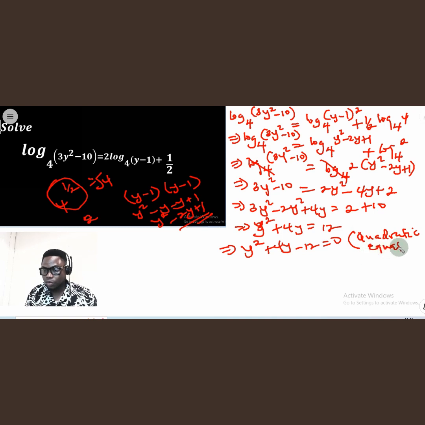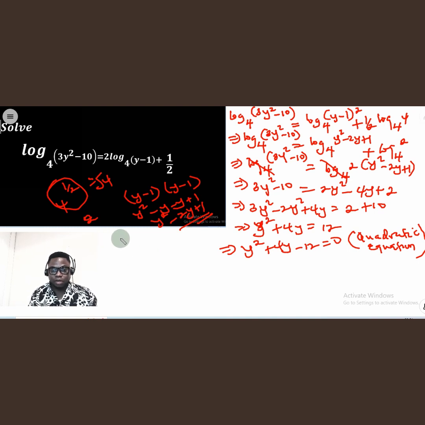To solve a quadratic equation, we have 3 methods. We have the factorization method, the completing the squares method, and the use of the almighty formula, or the quadratic formula. Now I'm going to use the factorization method because that is the shortest. In the factorization method, I'm going to consider the middle term, which is plus 4y, and look for two numbers that will give me 4y when I add them, but will give me minus 12 when I multiply them.